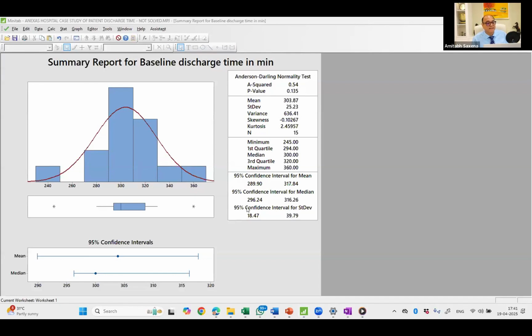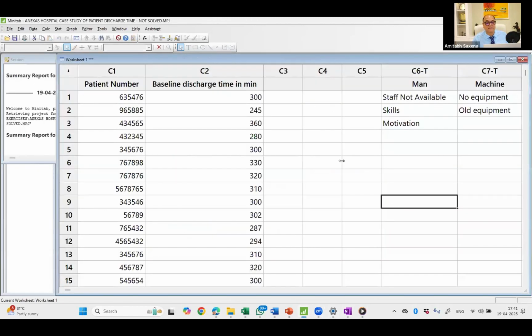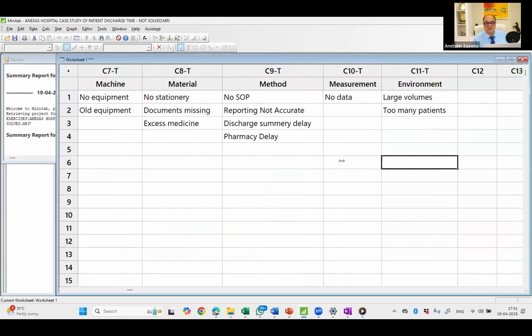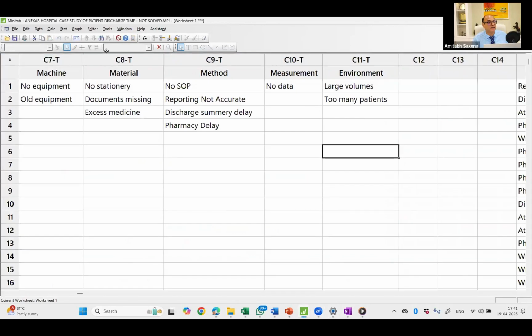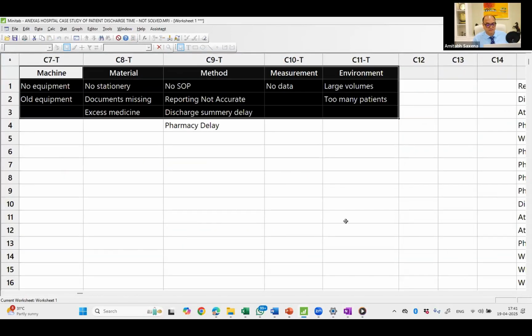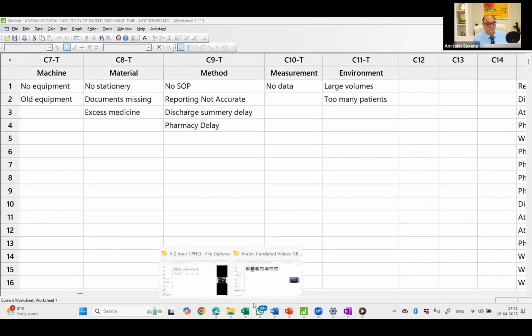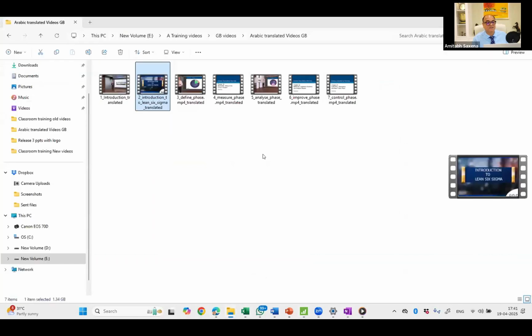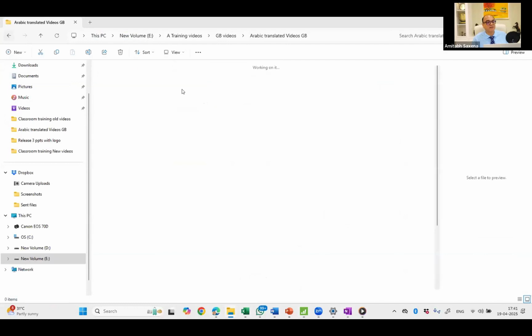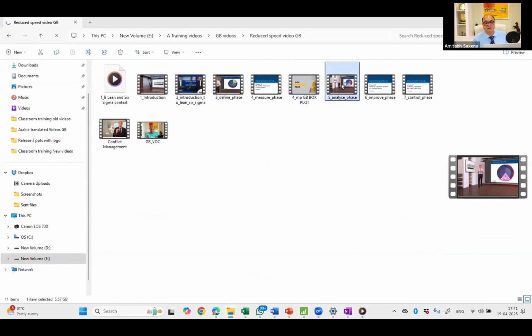So please make the histogram that tells you the average and the standard deviation. Now we will look at this: what is causing this problem? Patient discharge time is high. You brainstorm, get the people together, and apply some brainstorming techniques. There are certain rules of brainstorming. Apply those rules. I'll show you some of the important rules of brainstorming.